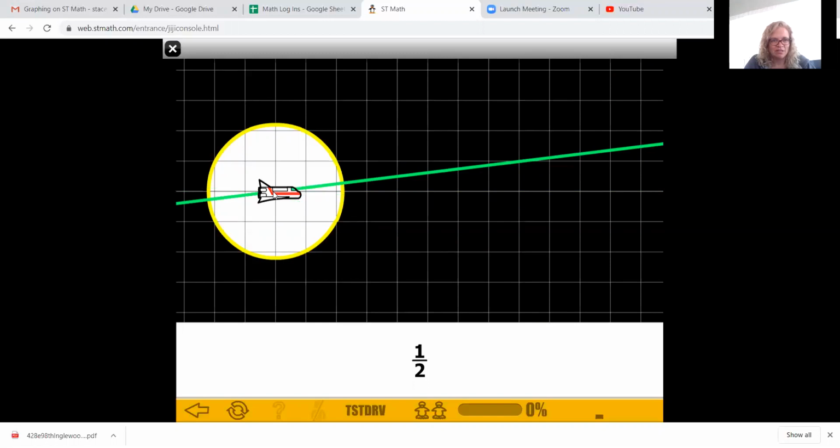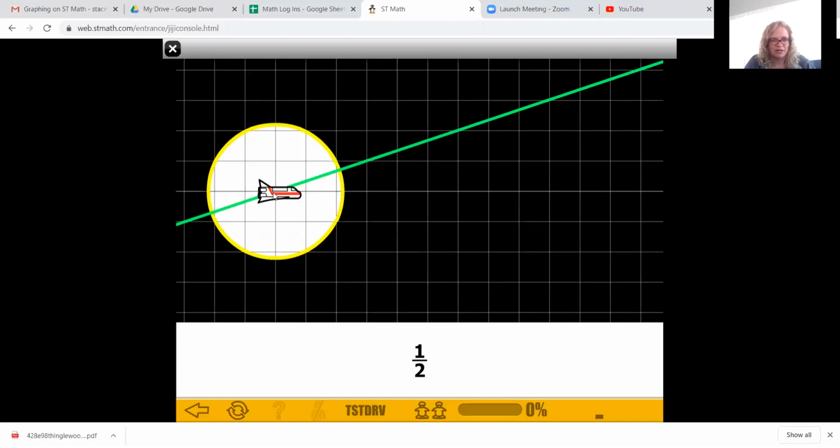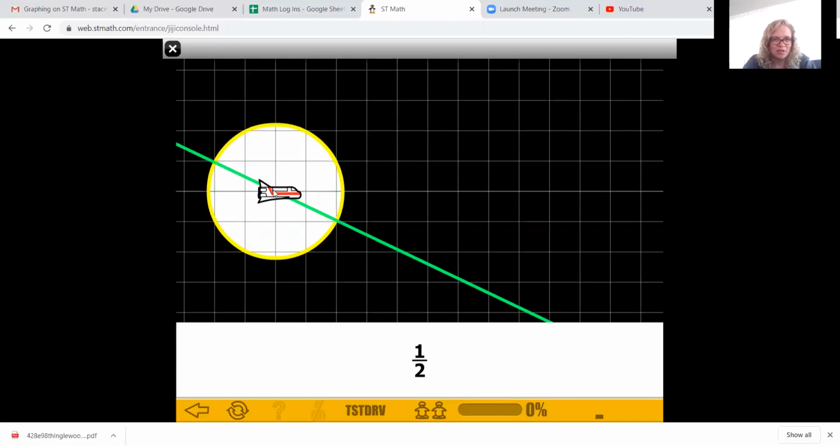The space shuttle intersection is right here, and a slope of 1/2 means you want to rise 1 and then run 2. So ignore the green line, just watch my arrow, rise 1 and then run 2. So we want the line to go through this intersection right here.